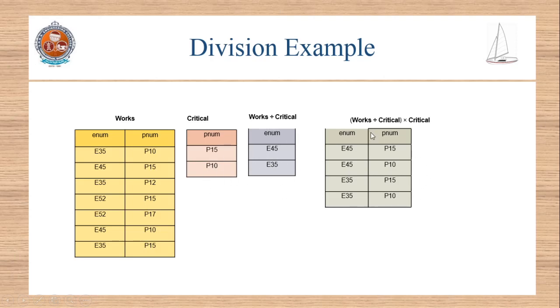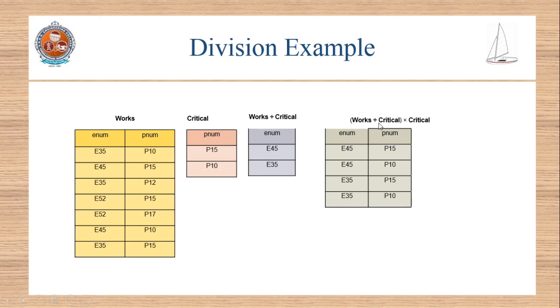So for clarity, we have performed the cross product of these two relations. The output here we have shown is the cross product of the output of the division operation and the critical relation. See here, this is the cross product we have done, and this is the first relation, which is the division we have performed on works and critical, and this is the other relation we are going to give as input for cross product. So what is the cross product doing?